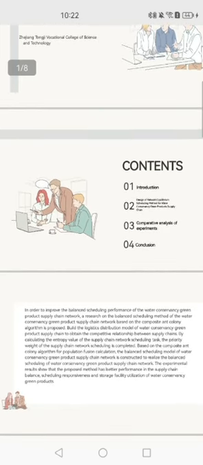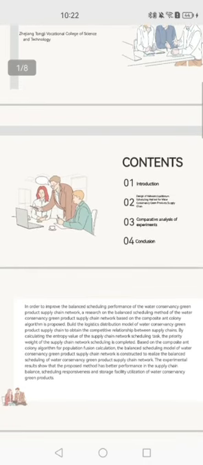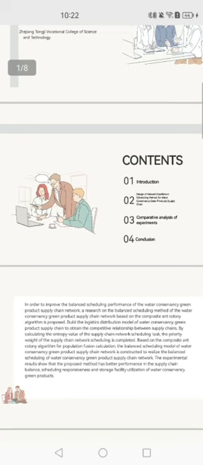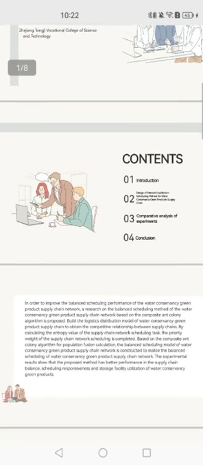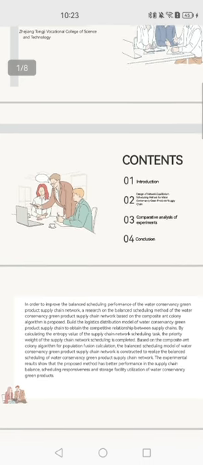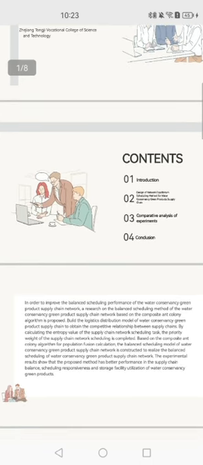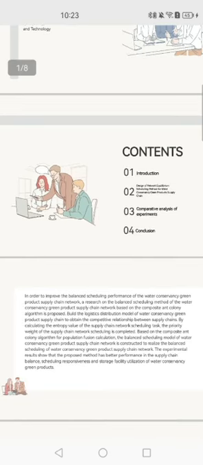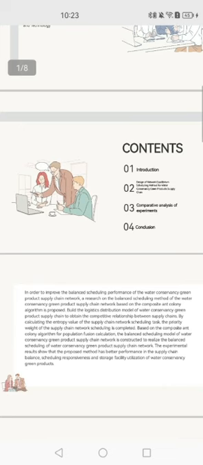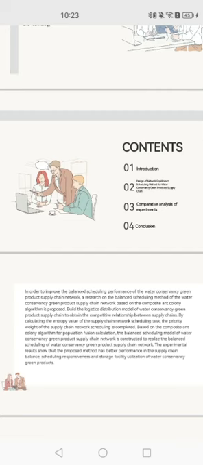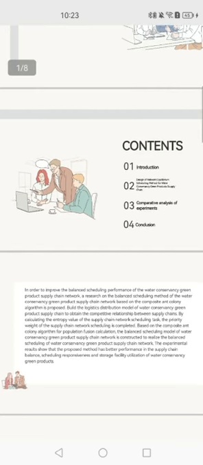Based on the above operation method, based on the compound and colony algorithm, the population fusion calculation is carried out on the water conservancy green product supply chain network optimization model. The optimal path information of the water conservancy green product supply chain network model is obtained through the fusion calculation results and the water conservancy green product supply chain network optimization design is finally completed according to the above process. The calculation and the processing of the application conditions of various coefficients are realized, and the construction of the network equilibrium scheduling model of the water conservancy green product supply chain is completed.